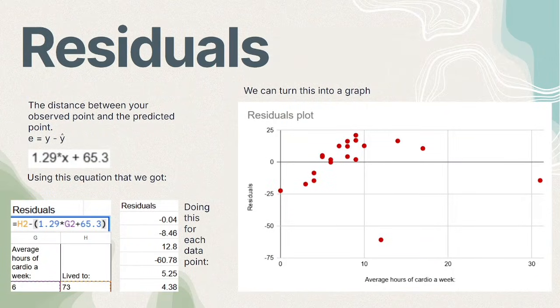Residuals. A residual is the distance between your observed point and the value your regression line predicted, calculated as observed y minus predicted y. Using this equation, you can calculate this for every single data point and then plot all of these residuals into their own graph, called a residual plot.